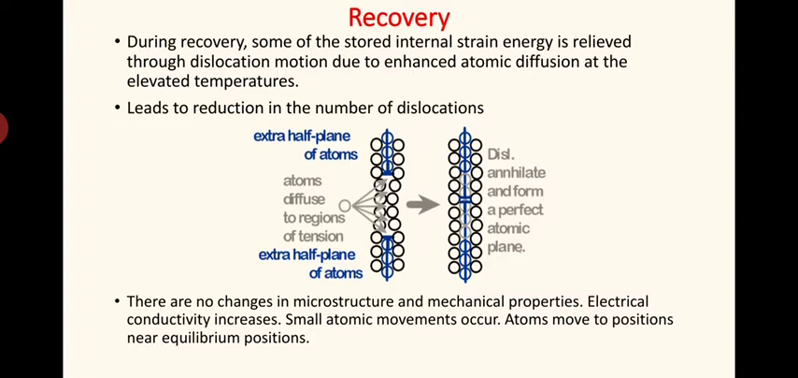There is no change in microstructure and mechanical properties here. That is very important. See, electrical conductivity increases as small atomic movement occurs. Why is conductivity increasing? In the earlier case, during cold working, electrons are scattered and that increases the resistivity, but here more atomic movements are possible due to the higher temperature or higher energy level. So atoms move to positions near equilibrium positions, and since the atoms are able to move, conductivity is increasing.